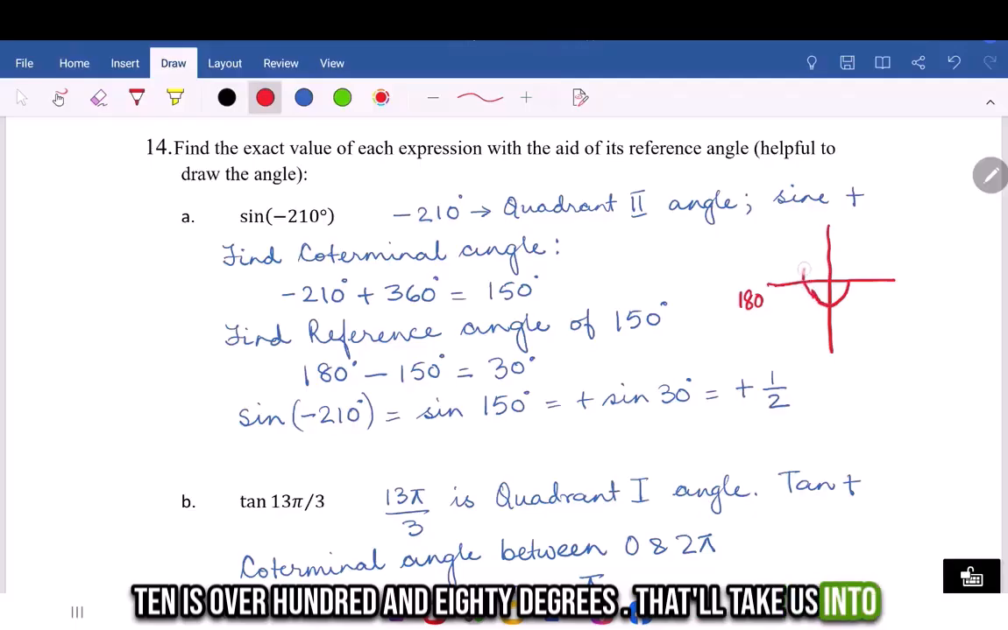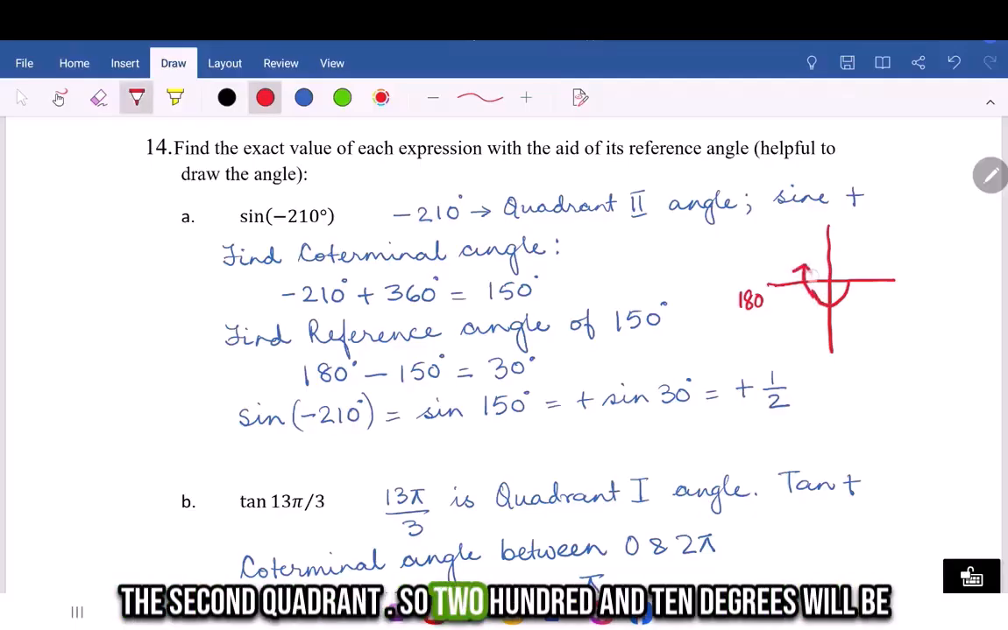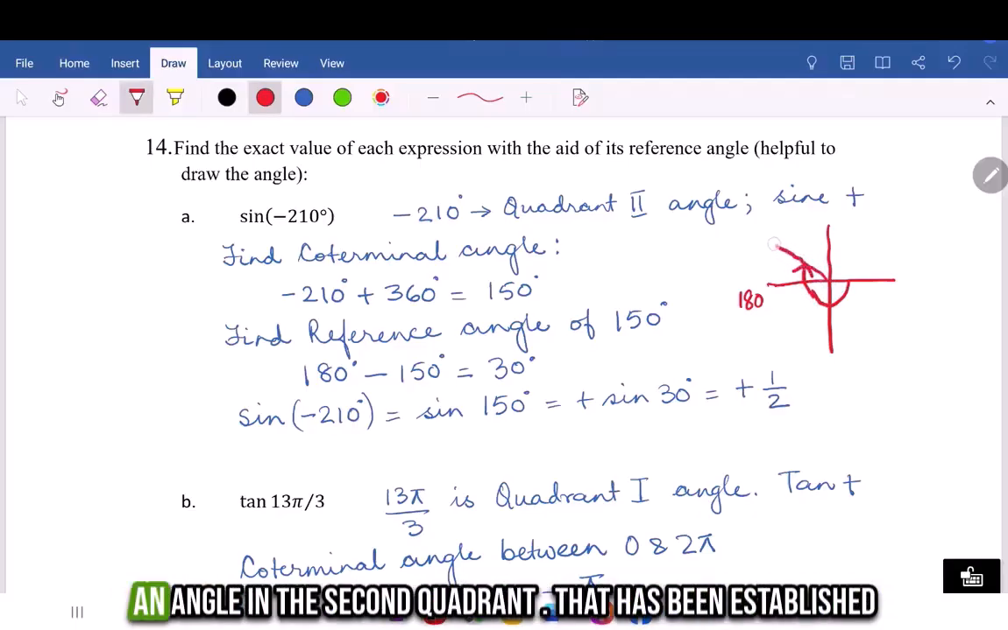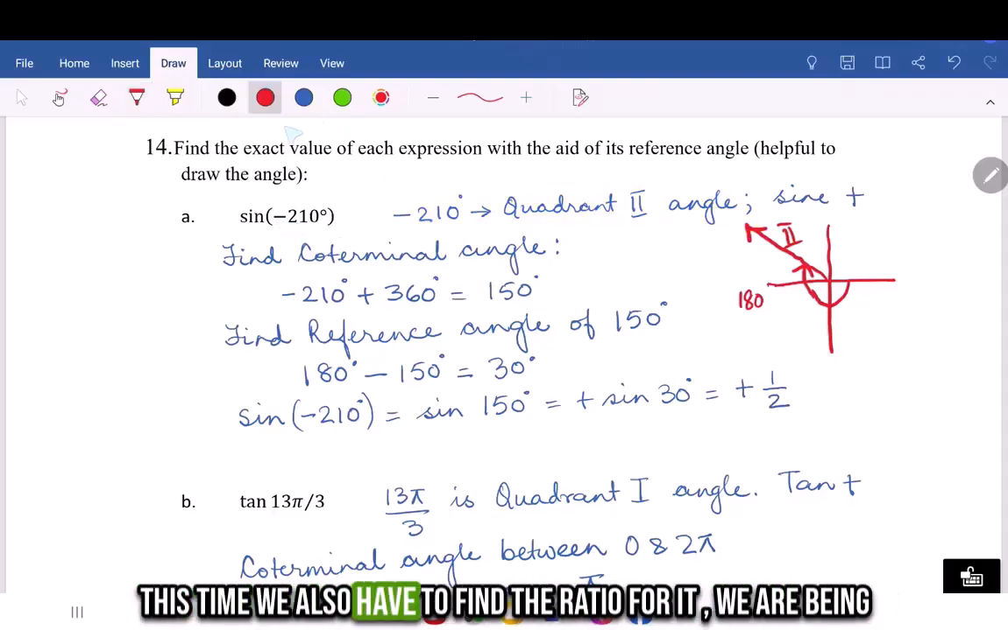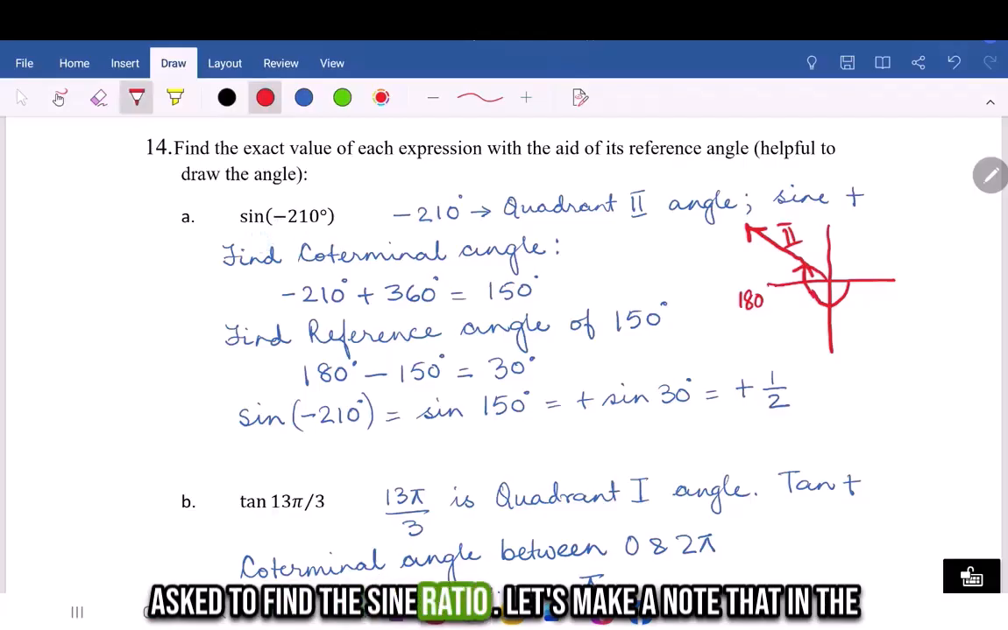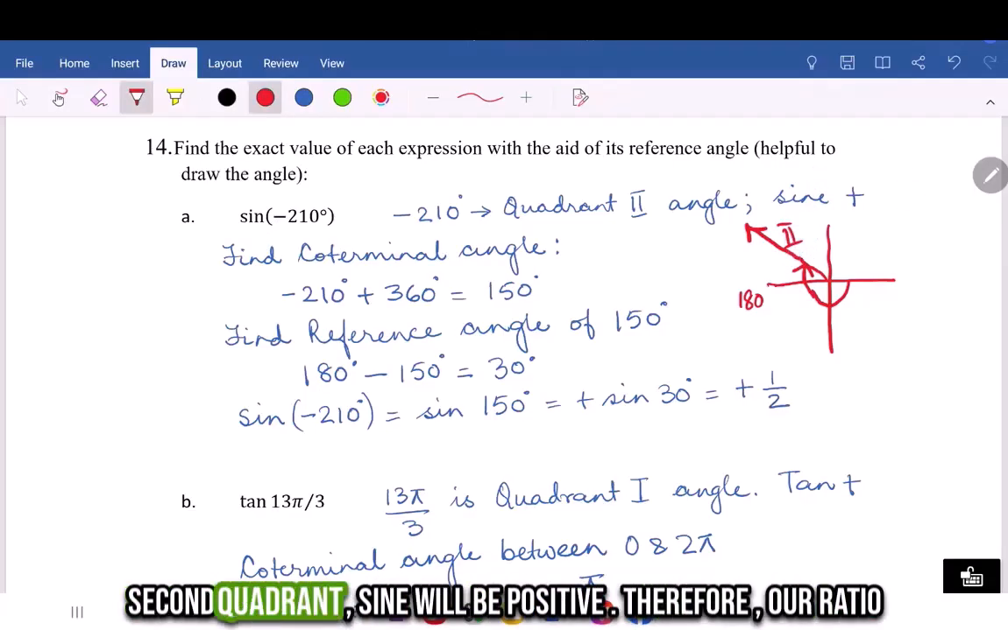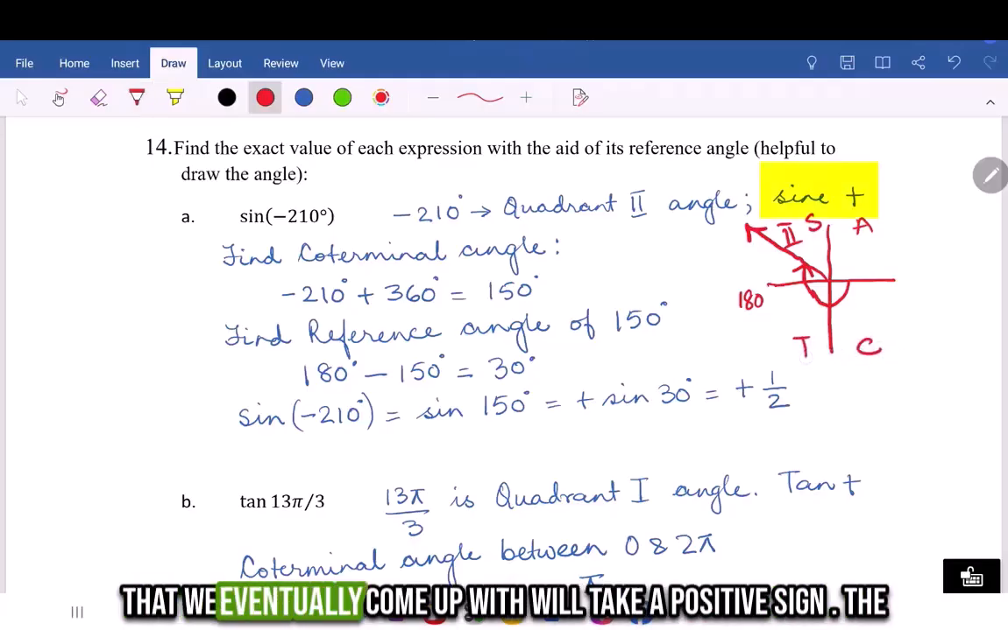That will take us into the second quadrant. So 210 degrees will be an angle in the second quadrant. That has been established now. That's how we decided it's in quadrant 2. And because this time we also have to find the ratio for it, we are being asked to find the sine ratio. Let's make a note that in the second quadrant, sine will be positive. Therefore, our ratio that we eventually come up with will take a positive sign.